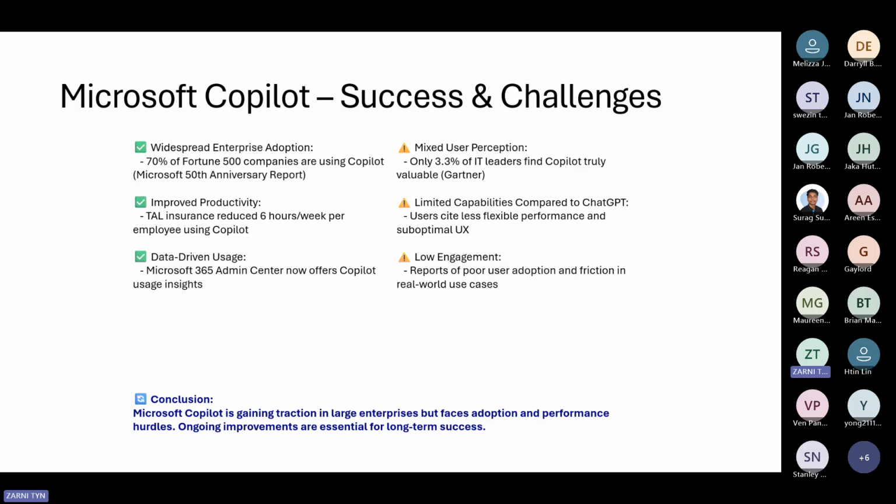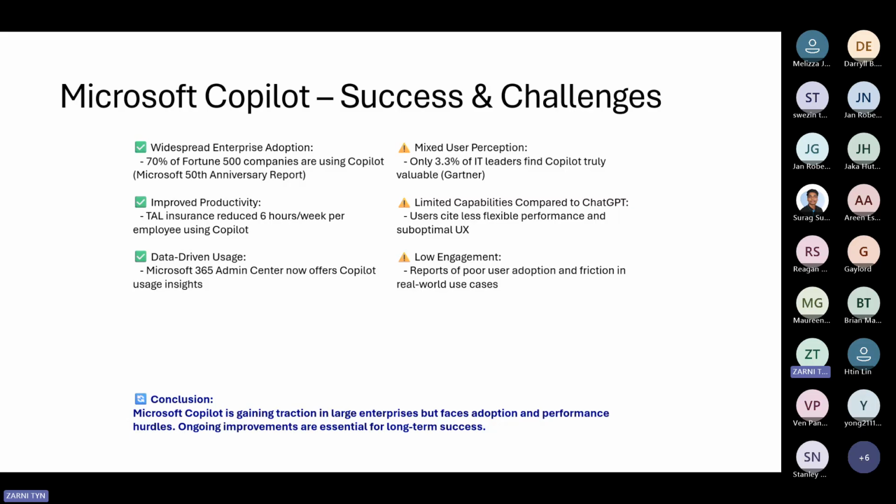Second is the improved productivity. TAL Insurance reduced 6 hours per week per employee using the Copilot. This is the evidence of the TAL Insurance result. Yeah, this is the second. This is a Microsoft success story.